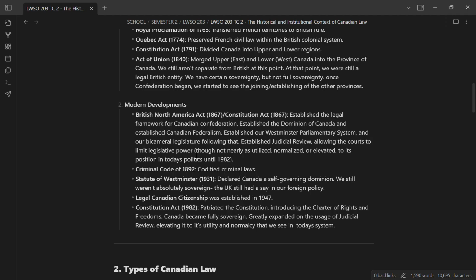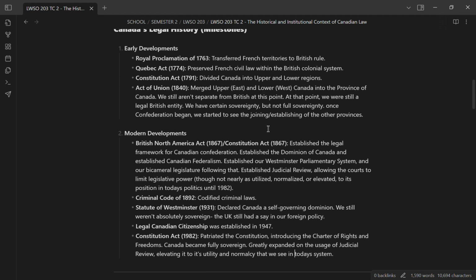the use of our judicial system through judicial review, elevating it to the utility and normalcy that we see in today's system. So just to go through those modern developments again, we had the British North America Act of 1867, which established the Dominion of Canada and established federalism, giving us our Westminster parliamentary system and our bicameral legislature, and introducing judicial review, though it was not yet expanded upon.